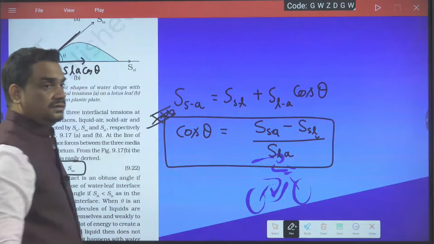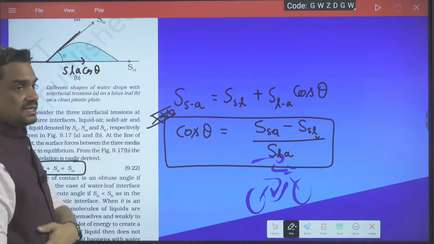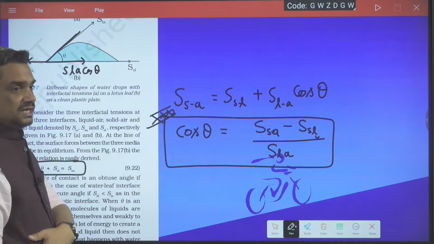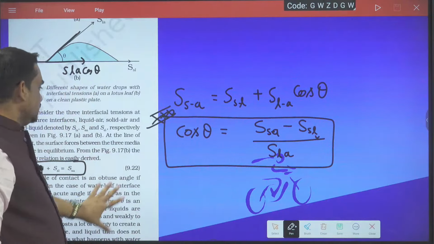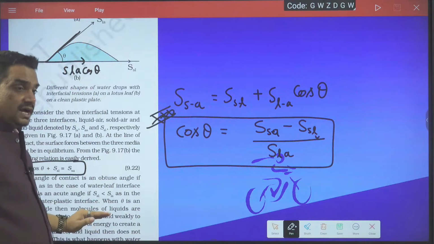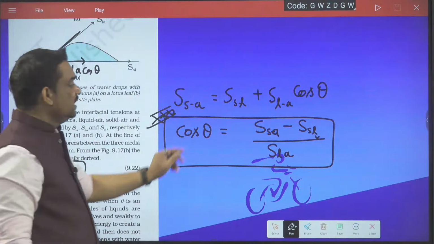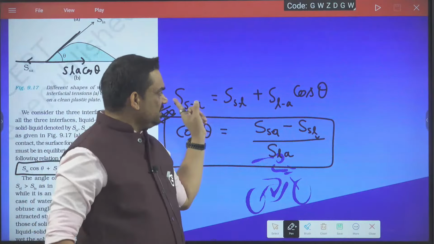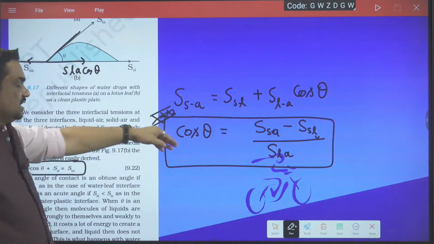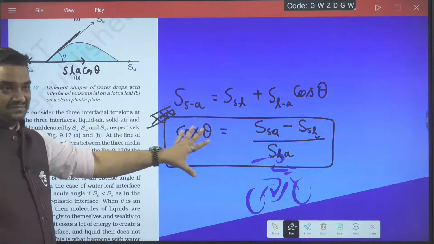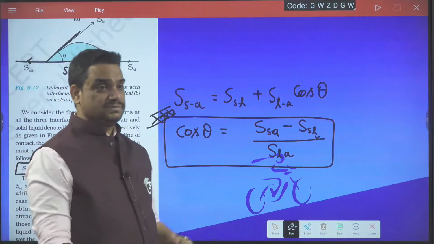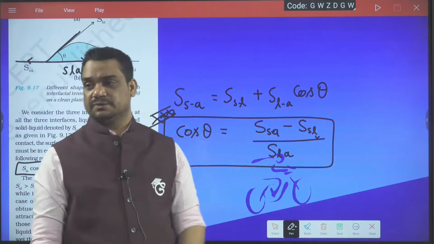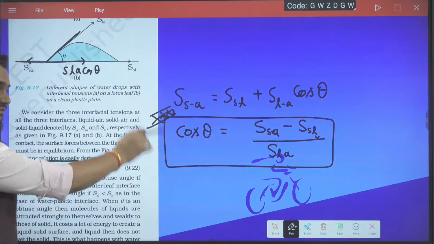Clear? So you have to remember this: S_SA equals S_SL plus S_LA cos theta. I cannot give more time here. You will read this one time. I just marked that you should know this. Interfacial tensions, S_SA minus S_SL, come from here; it is a very simple derivation. And acute and obtuse you will decide from here. I cannot give more time to this. You will read this one time. In the whole surface tension chapter, this is the one thing that you ignore.